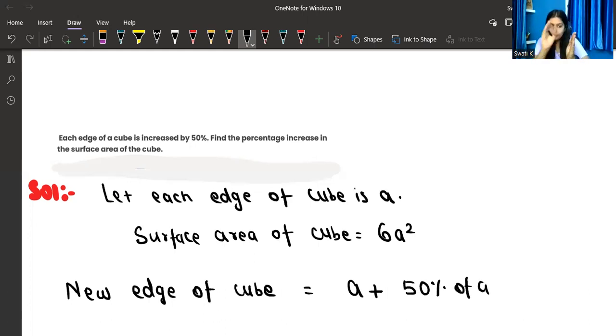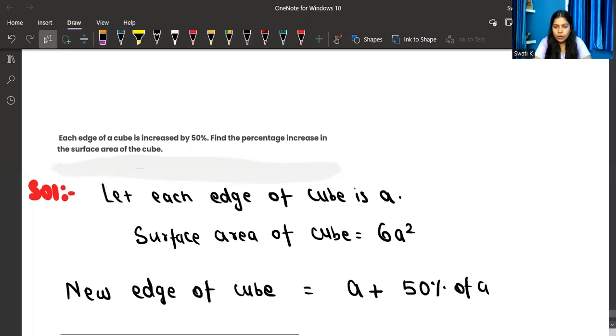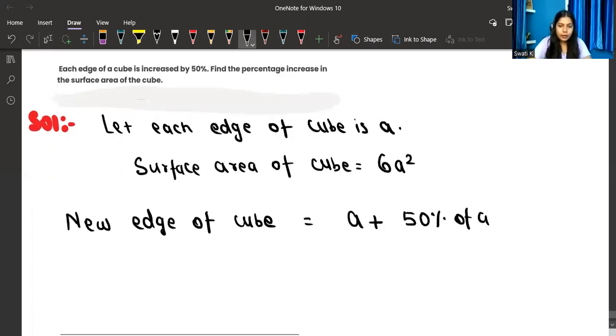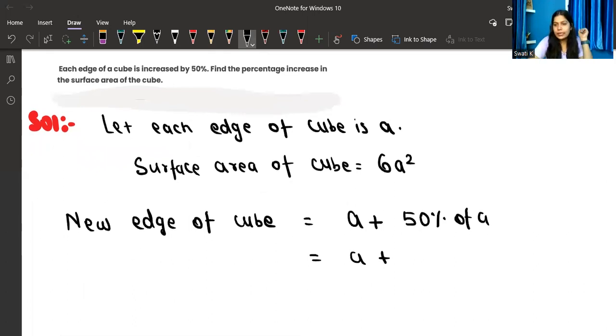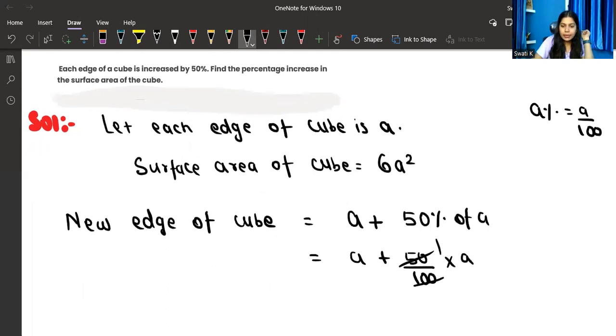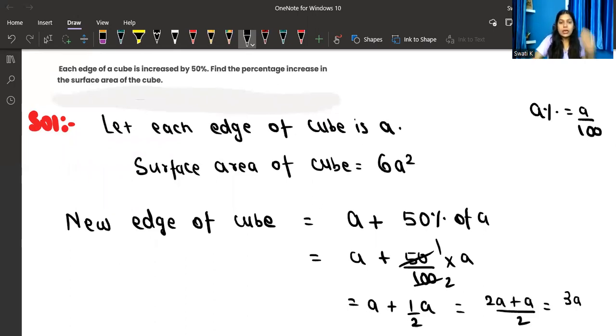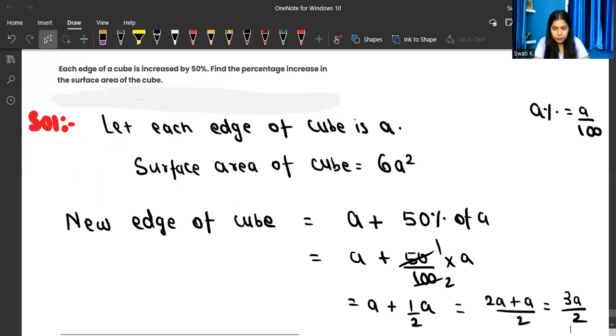So earlier plus it is increased by 50%, so 50% of the edge, right? We can simplify this. A% is nothing but A upon 100, so 50% is 50 upon 100 times A. Of course, this is 1 upon 2. So we are getting A plus 1 by 2 A. If you simplify this after taking LCM, it will become 2A plus A divided by 2, and that is 3A by 2. So this is our new edge of the cube.